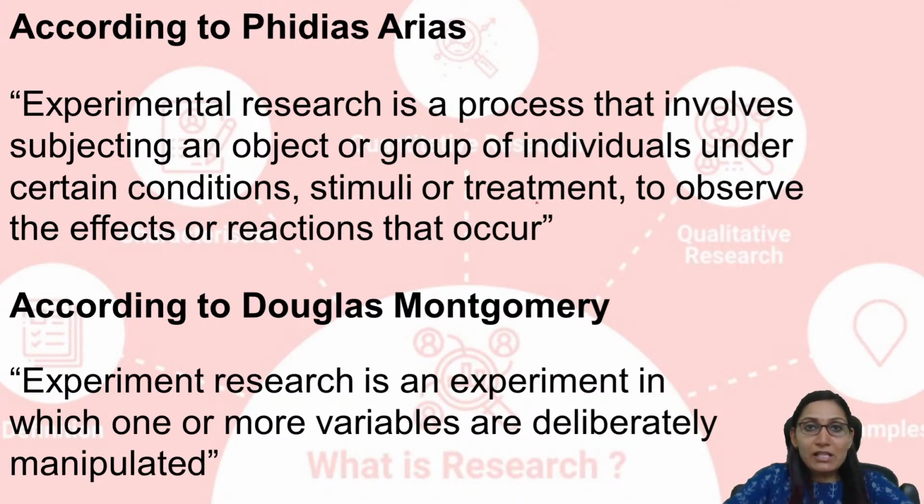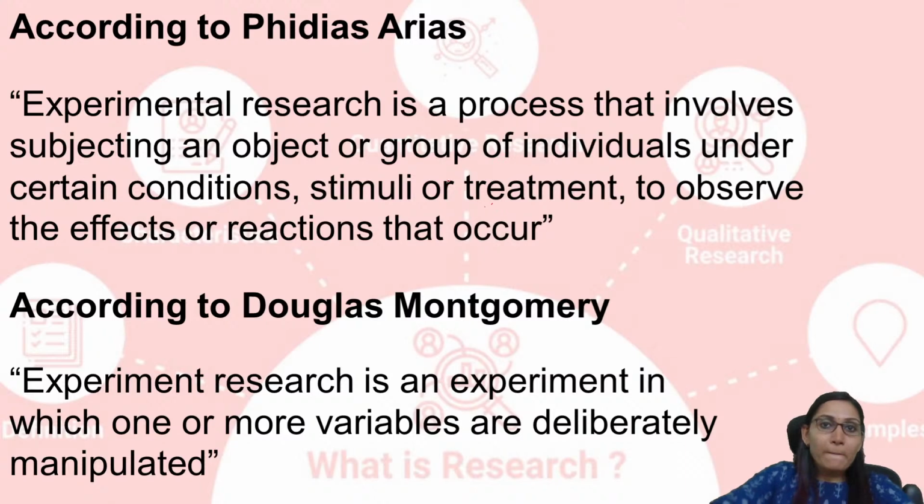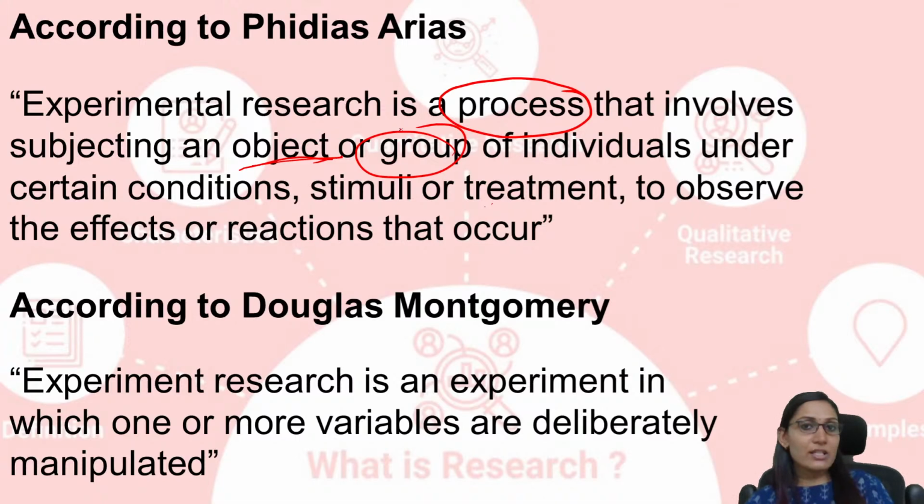So experimental research is a process that involves subjecting an object or group of individuals under certain conditions, stimuli or treatment to observe the effects or reactions that occur.